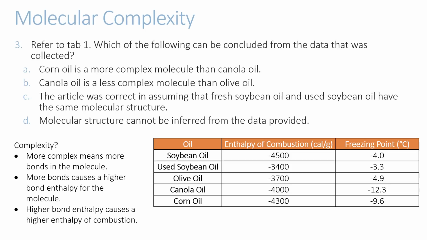So we can infer from the enthalpy of combustion how complex the molecule is. The first choice says that corn oil is more complex than canola oil. Comparing these two enthalpies of combustion, we see that the corn oil is higher, so it does make sense that it would be more complex. So choice A certainly works.